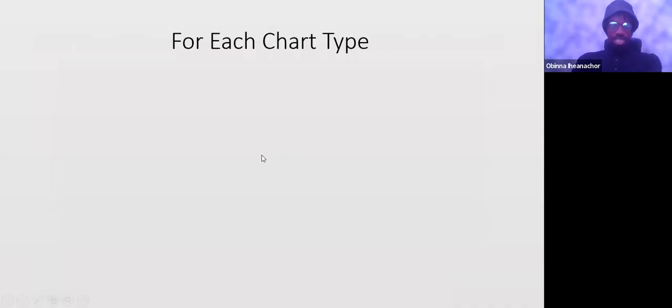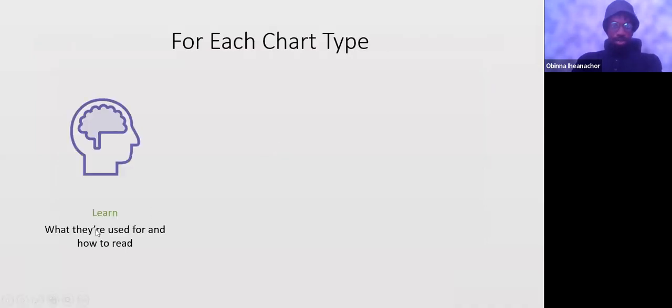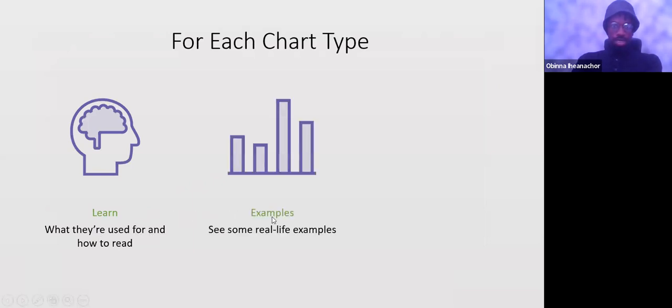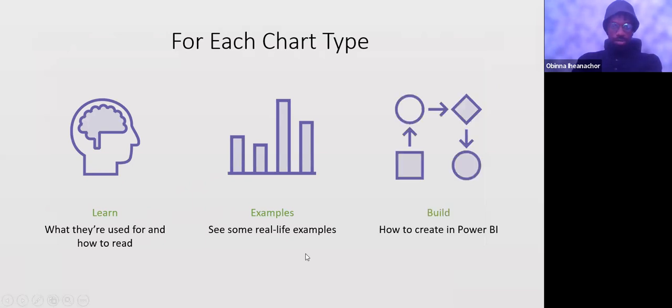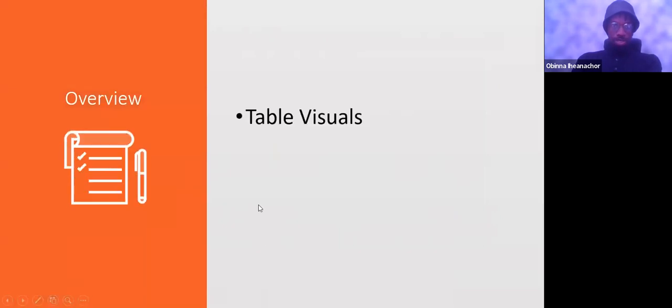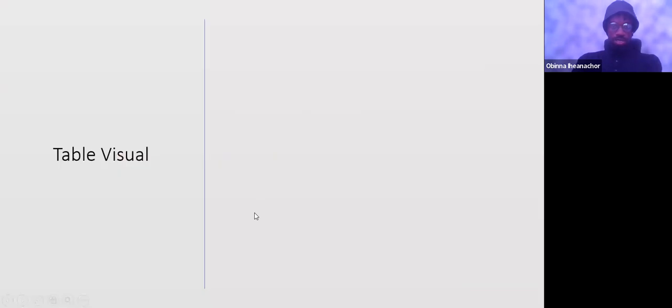So for each chart type, we'll look at what they are used for and how to interpret them. We'll look at some real life examples, and we'll also look at how to create these charts in Power BI. So first, let's look at table visuals. So we'll look at the normal table visual. We'll look at the matrix visual. We'll also look at the heat map, which is a form of table visual.